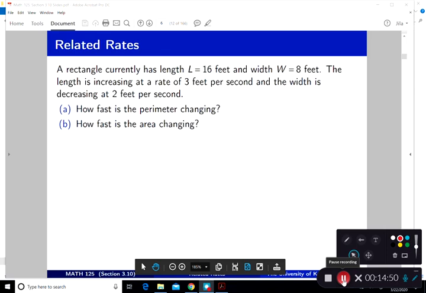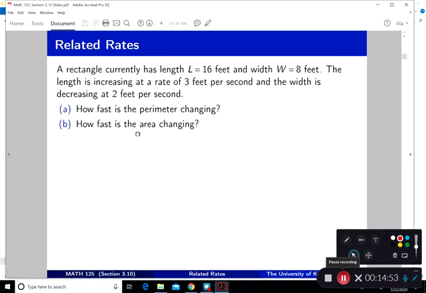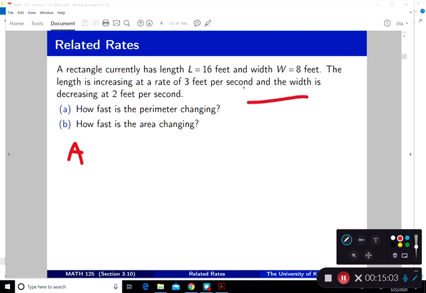Now let's try to find out how fast the area is changing. And to find that out, let's set up the area function. I want to relate area to length and width. Again, this is the picture. Let's say this is length, this is width. It doesn't matter which one's bigger at this point. And then I say A is equal to W times L, right? As one side times the other.